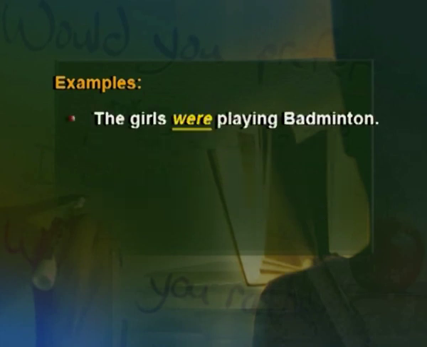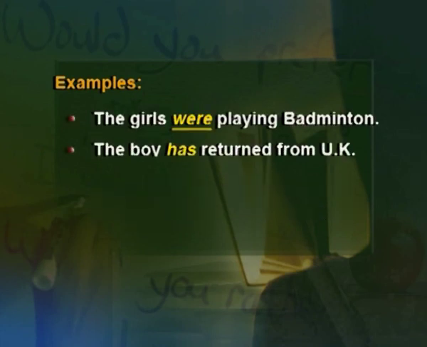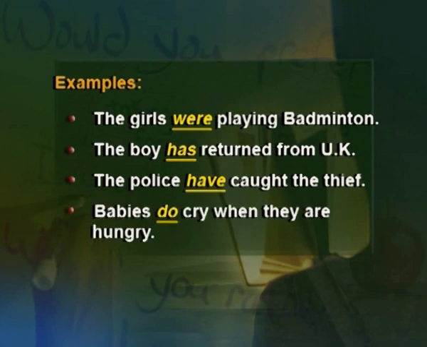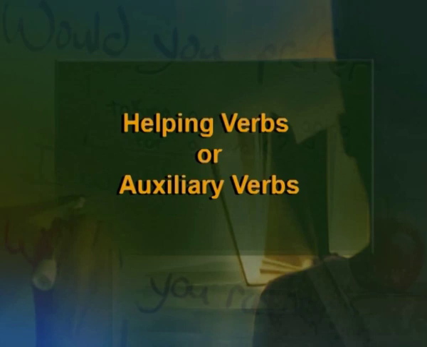The girls were playing badminton. The boy has returned from the UK. The police have caught the thief. Babies do cry when they are hungry. In the above sentences, we have seen that the words is, was, were, do, has, and have are helping verbs. They help the main verbs to perform some actions. They are also called auxiliary verbs.